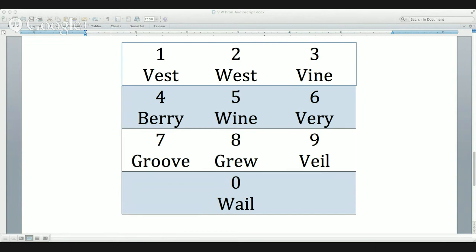Bear, groove, blue, bear, wine, berry. And we have 6 numbers here, so let's try again there, Albus. Group, where, glue, bear, wine, and berry.